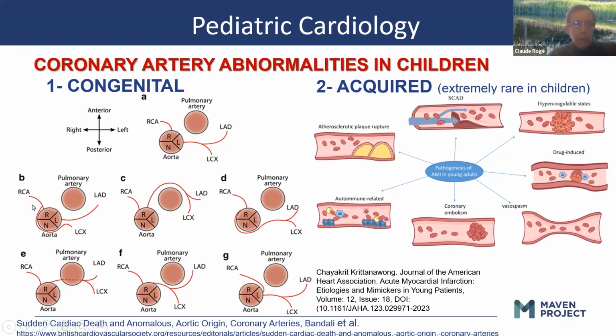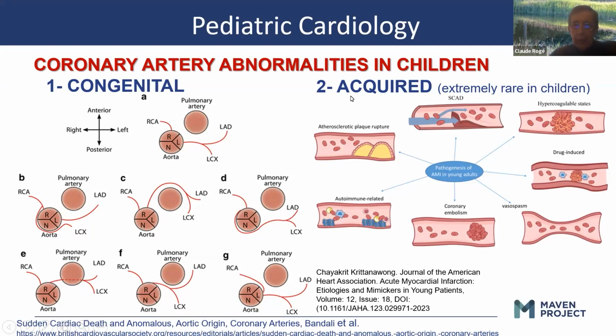You can see there are multiple variations. You can have both coronary arteries from the right coronary sinus. You can have the left circumflex from the right coronary artery. You can also have arteries traveling between the pulmonary artery and the aorta. That's going to cause compression at times. So you can see there are multiple different types.